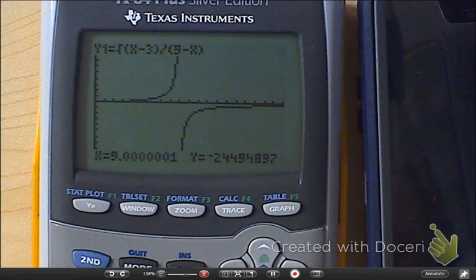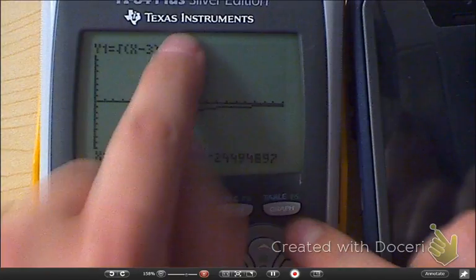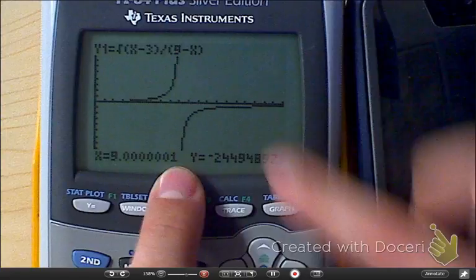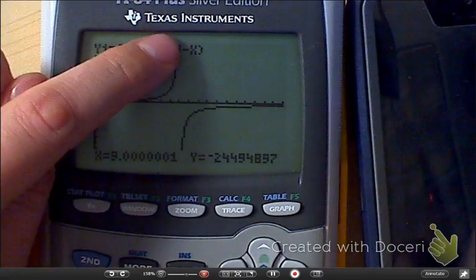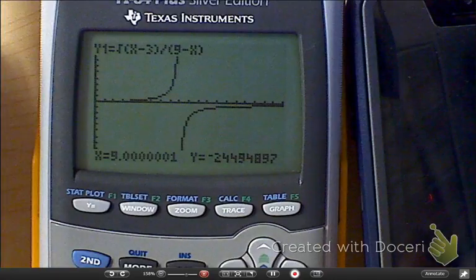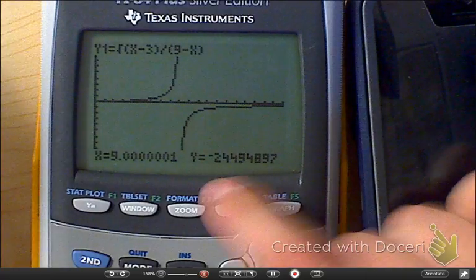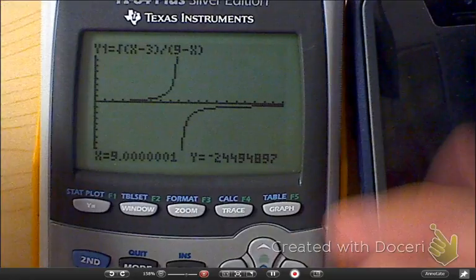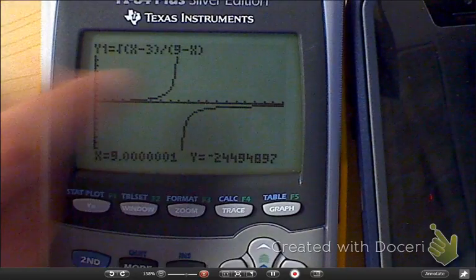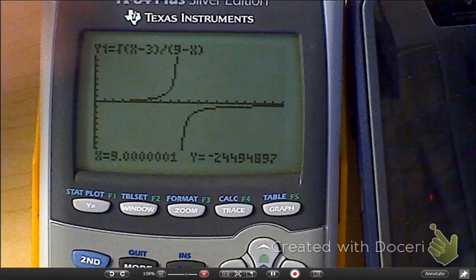Anyway, this is 9 right here, right? So it's actually going down to negative infinity over here, and it's going up to positive infinity on this side. So it makes sense not to have a decimal place. It's going to negative infinity from one side and positive infinity from the other. Therefore, the limit does not exist. And it's really easy to tell that from a graphing calculator.